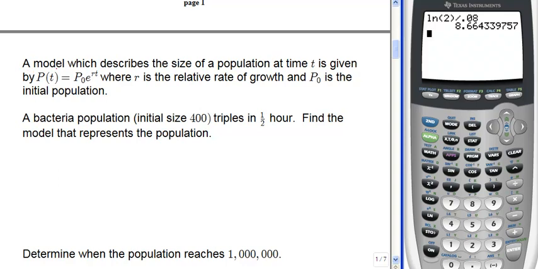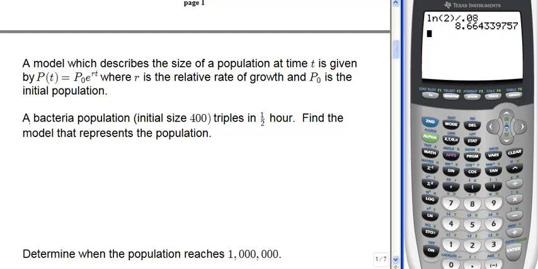And we have a model which describes the size of a population at time t, given by this formula, P of t, for the population at any time t, is equal to P sub 0 e to the RT, where again R is the relative rate of growth of this population, and P sub 0 is the initial population. So it's very similar, almost identical to that PERT formula, but this time we're thinking in terms of population sizes instead of the amount of money in an account.